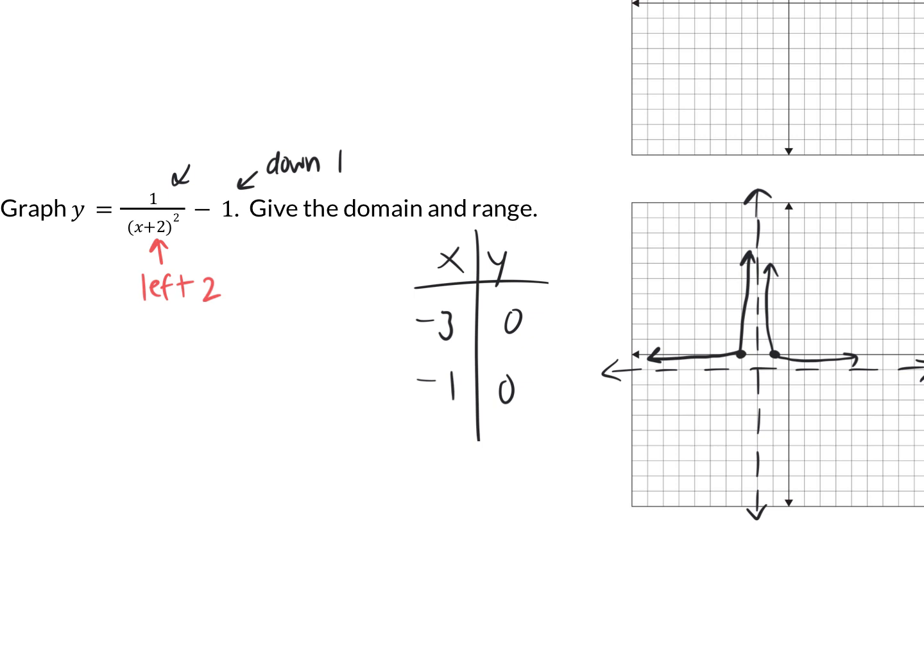Cool, so we got to list our domain and range. So domain, all your x values. What can x not be? Negative 2, right? So you're going from negative infinity all the way to negative 2, and then from negative 2 all the way to infinity. And then my range, my smallest y value, is negative 1, and then I can go all the way up to infinity.